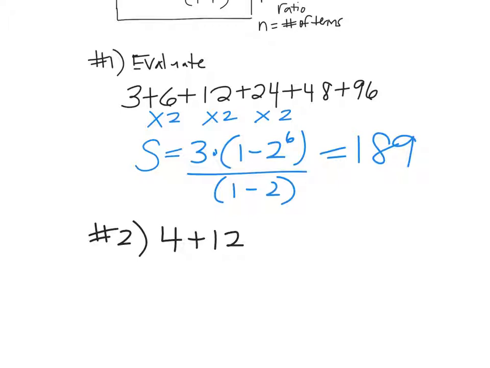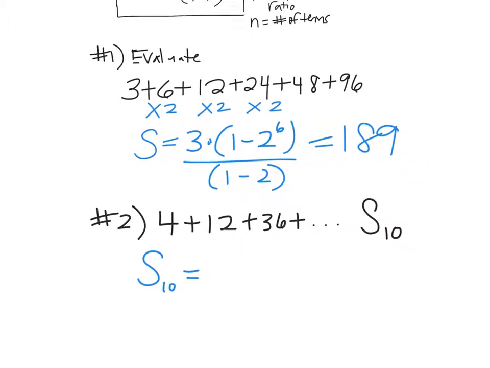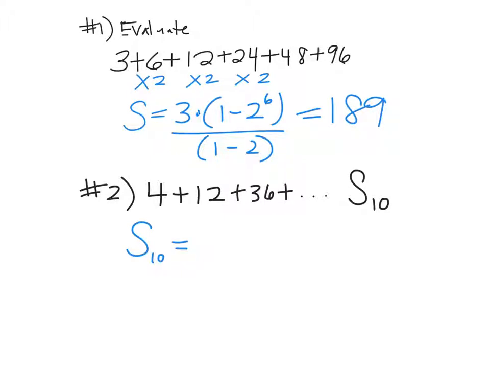4 plus 12 plus 36 plus ... and we want to find the sum of the first 10 terms. Sum of 10. Now, this is kind of a cooler formula. For the arithmetic one, we had to know the number of terms, the first term, and the last term. We don't need to know all of that for geometric. So we're going to find the sum of the first 10 terms and plug it into our formula. You could write out all 10, but I would not suggest that.